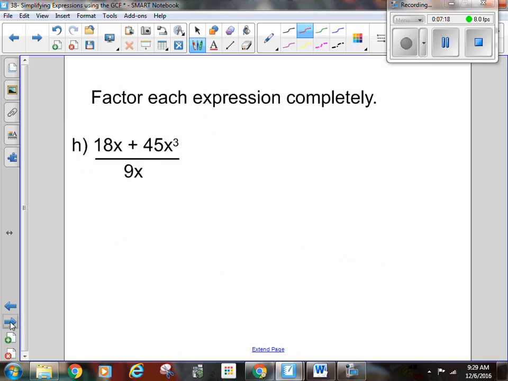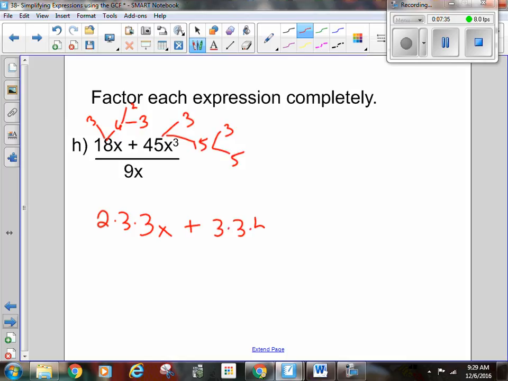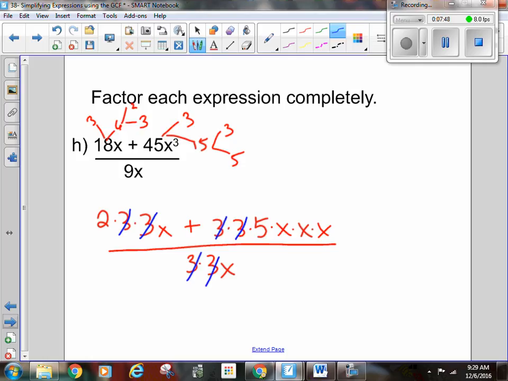Okay, let's do that again here. 18, we just saw was 3 and 6, and 6 was 2 and 3. So we have a 2, 3, and a 3, an x, plus 45, let's break into 3 and 15 into 3 and 5. So 3, 3, and 5, and 3 x's. And on the bottom, 9, we have 3, 3, and x, okay? So to cancel it, we're going to cancel out of all 3 terms. So it has to come out of everything. And we're left with 2 plus 5x squared for that one.